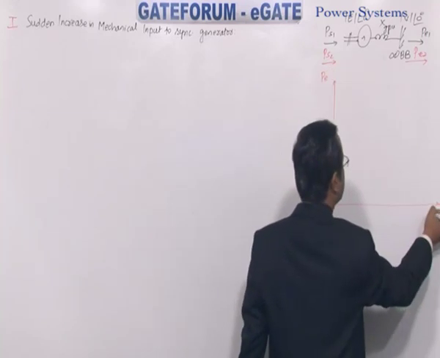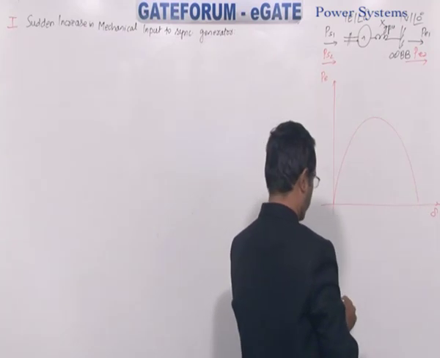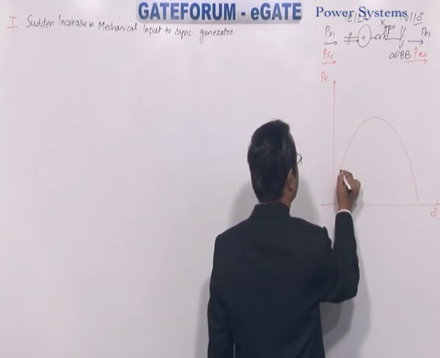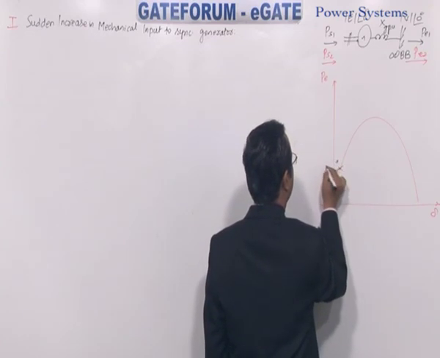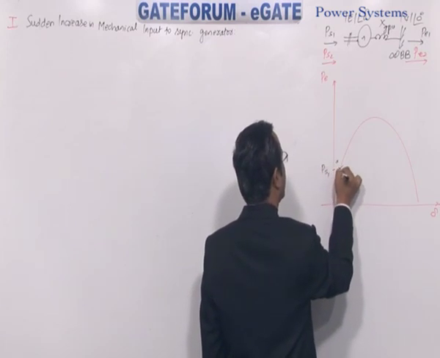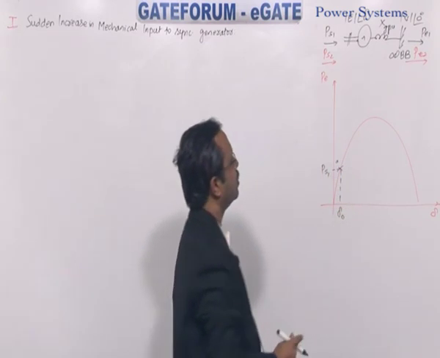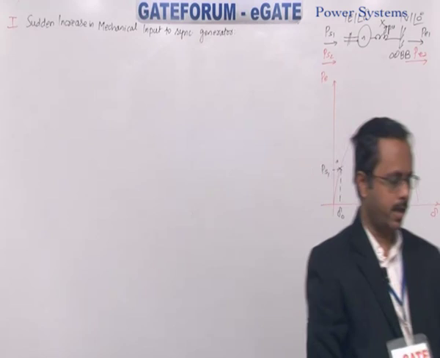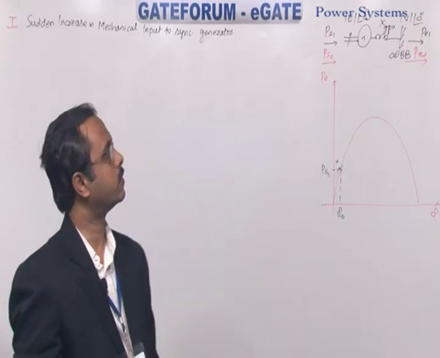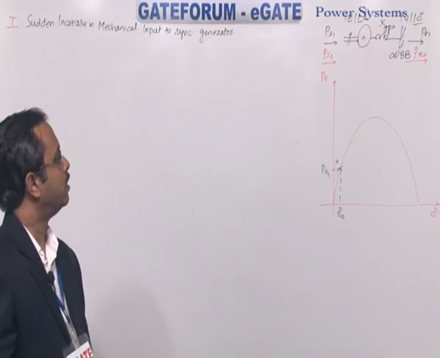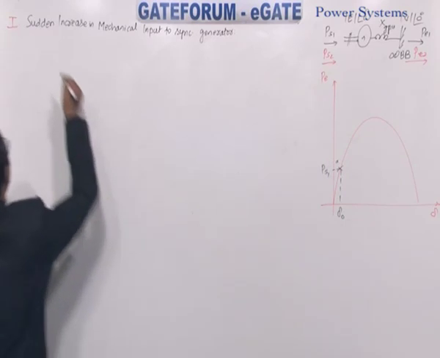So this is PE versus delta here. Initially, say the operating point is A. The mechanical input is PS1, and at the operating point A, the load angle is delta naught. Now first we analyze at the operating point A.